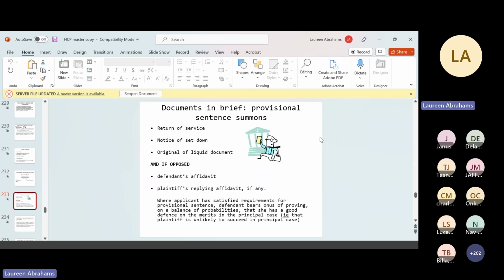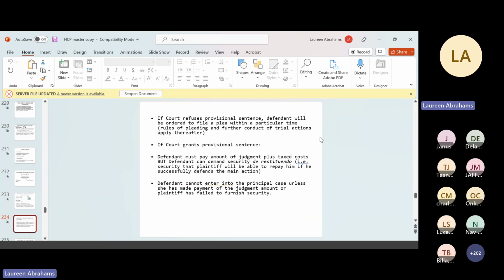Now, that's the documents that must be in a brief. I don't worry about that. That I've already said. Now, this is what you must pay attention to. Once the court says that the defendant must pay based on that liquid document, then the defendant has 2 months from the date of the judgment to pay.